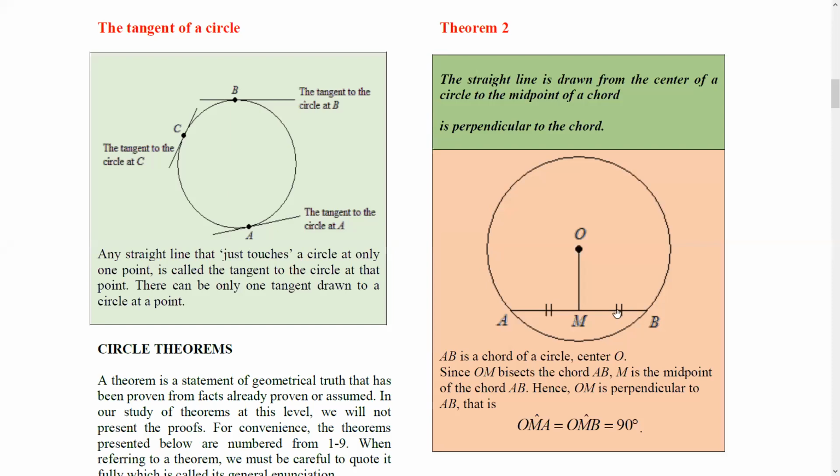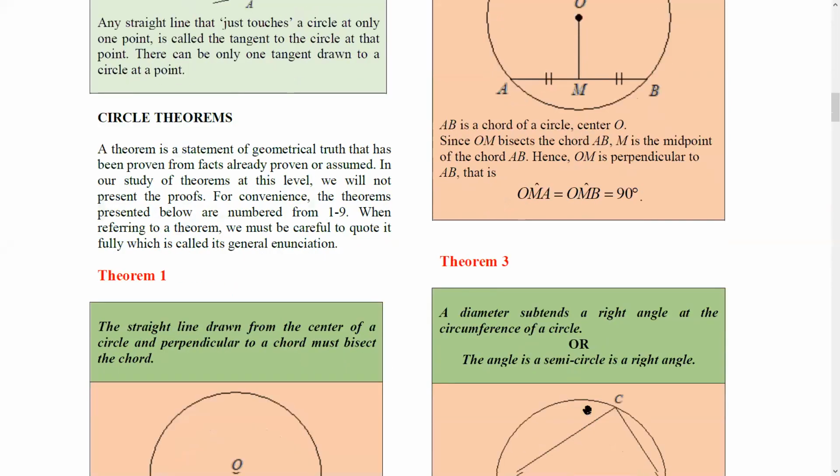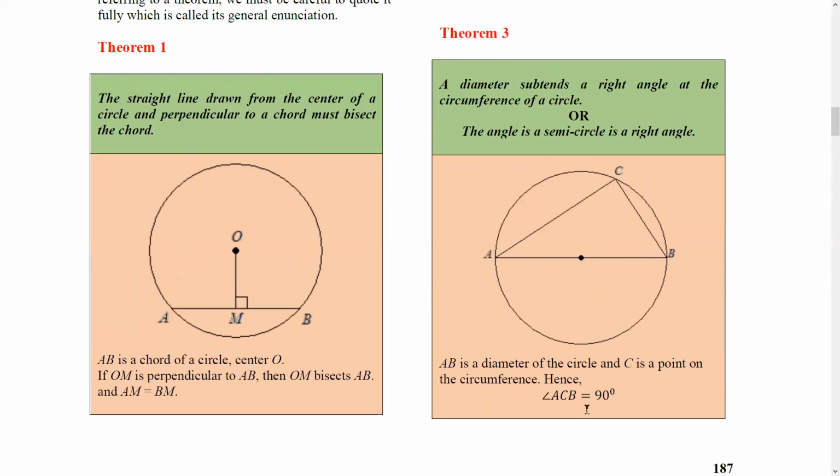And here we can see that OMB is 90 degrees, and OMA is 90 degrees as well. So we can say that OMA and OMB are 90 degrees. Of course, I want you to notice that the angle that we're talking about is in the middle, right? Which is M. It always goes in the middle.